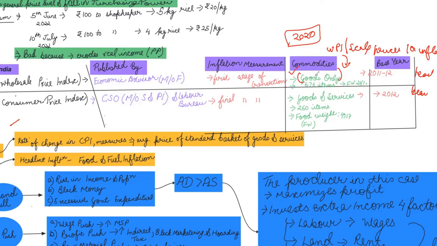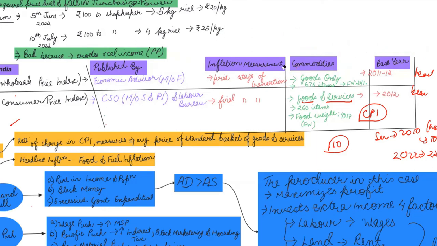But when I'm talking about the Consumer Price Index, CPI, the average change in price of goods and services are also calculated. That means, suppose the price of a haircut in 2010 was 100 rupees, and in 2022 it's around 220 rupees. So we can say that there is an inflation of 110 rupees since 2010 in services. What services? Haircut or beautician services. So that's what I was trying to say. In the Wholesale Price Index, only goods are calculated, and in the Consumer Price Index, goods and services both are calculated. I hope this is clear.